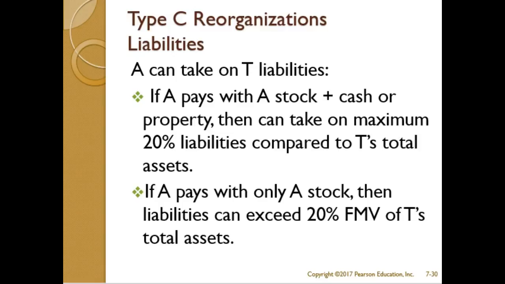A can take on the target corporation's liabilities. If A pays with A stock, then they can take on liabilities exceeding 20% of the fair market value of T's total assets. So if A pays only with stock, then they can exceed this 20%. If they're paying with stock and cash or property, then the maximum is 20% of the liabilities compared with the total assets.